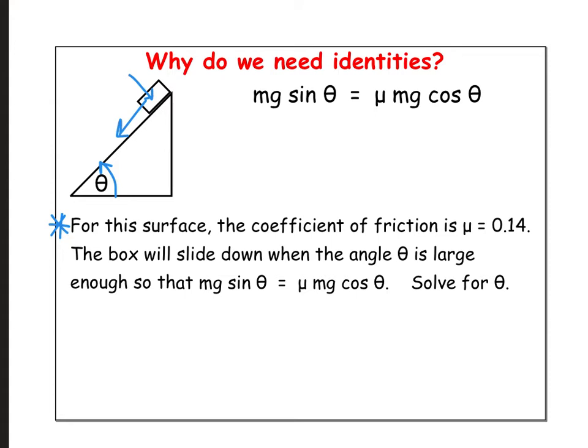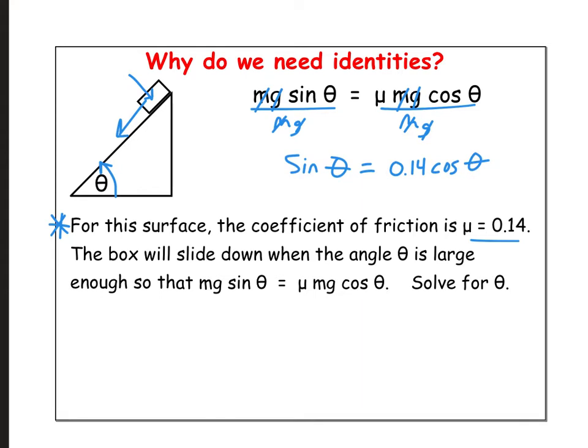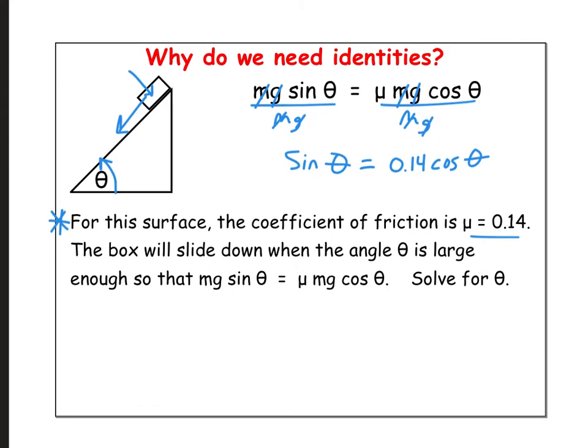Anyway, let's think about this equation. Can we solve it for theta? We could divide both sides by the mass and gravity, and that's going to cancel out on both sides, which is a nice simplifier. So we would be left with sine of theta equals the coefficient of friction, which they're telling us is 0.14, times cosine theta. So how can we solve that? There are two functions in there, sines and cosines. What we could do is divide both sides by cosine theta, to get rid of that.